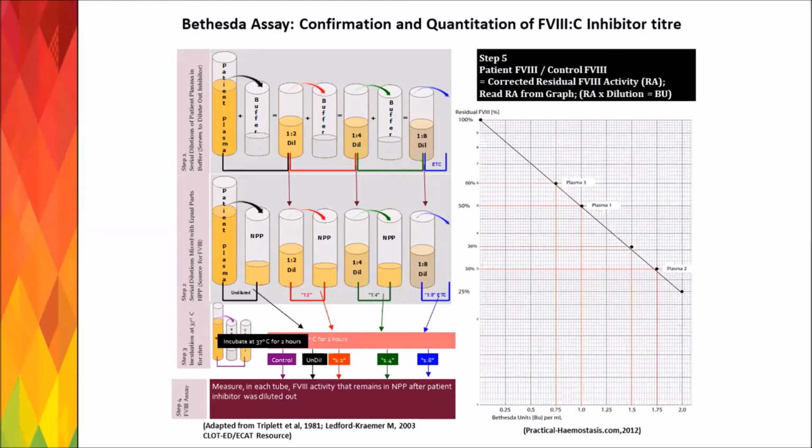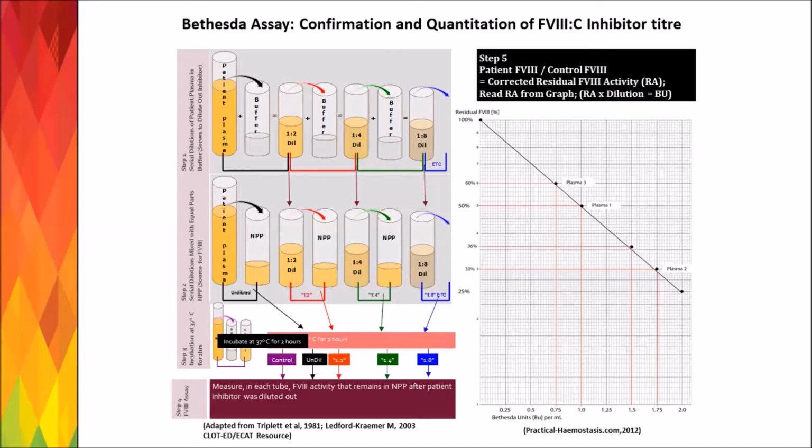And once you've done this, put it in your incubator for 2 hours. Along with this, there is a buffer control in which there is no patient plasma added. It's just the buffer and the normal pool plasma, which will tell you how much factor VIII is there in the control.